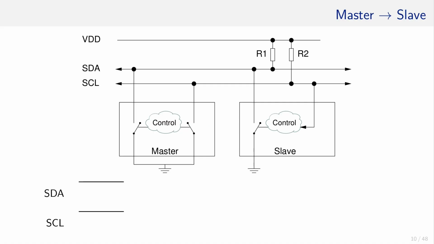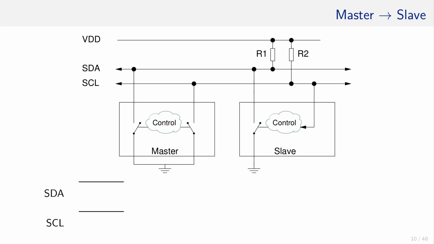So how does the transfer of data between a master and a slave work? Imagine that the control clouds shown in both of them are not only controlling the switches that pull either SDA or SCL down to the ground, but they can also sense if the wires are held in a high or low state.